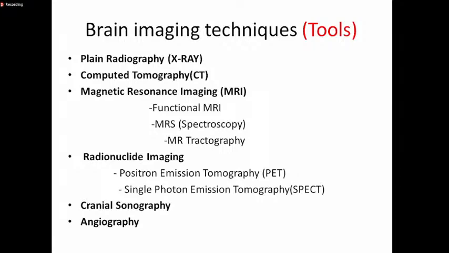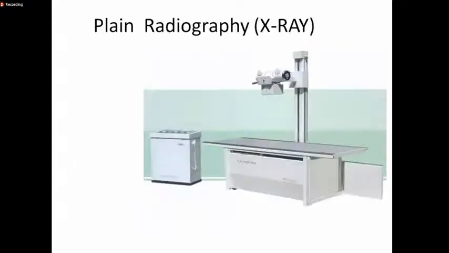Now, what are the tools we have for imaging the central nervous system? We have radiography or the X-ray. We have CT. I'm sure you're conversant with this. We have MRI. We have the nuclear imaging, and we have ultrasound, and we have about radiography. We are talking about this.